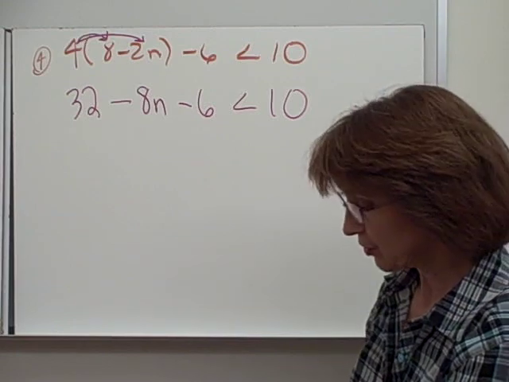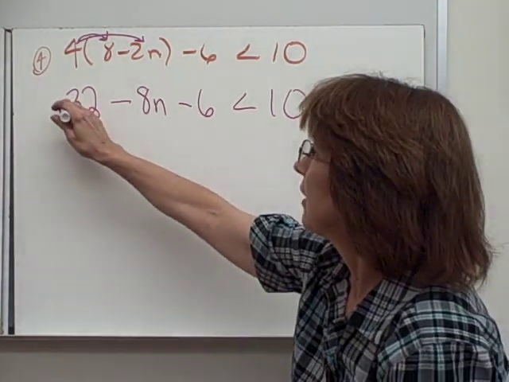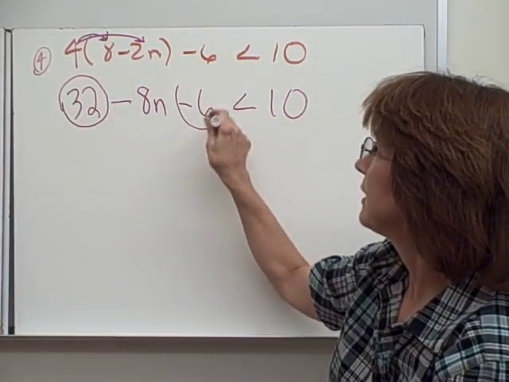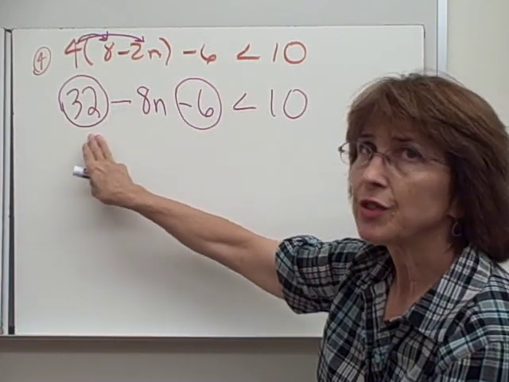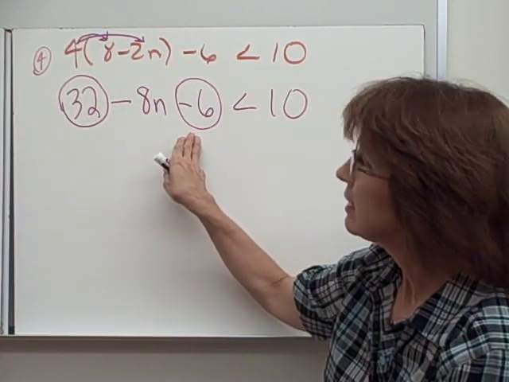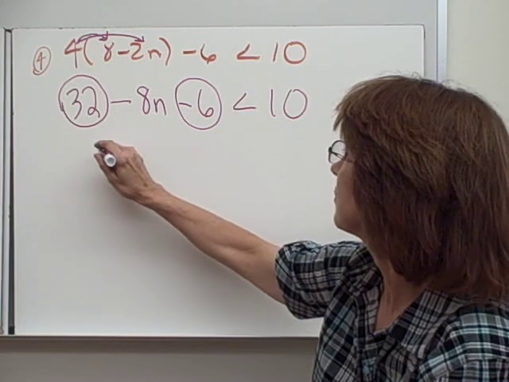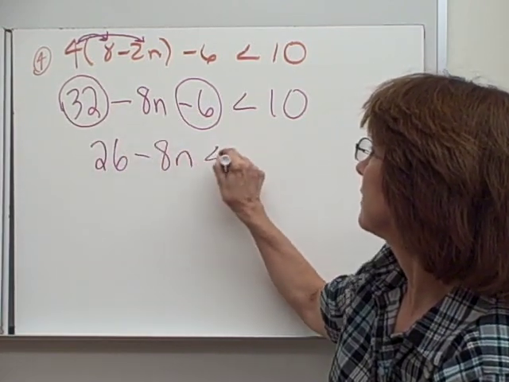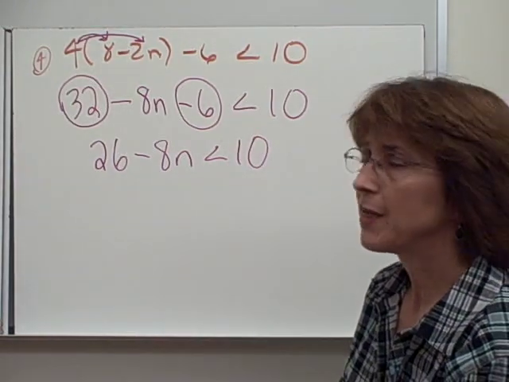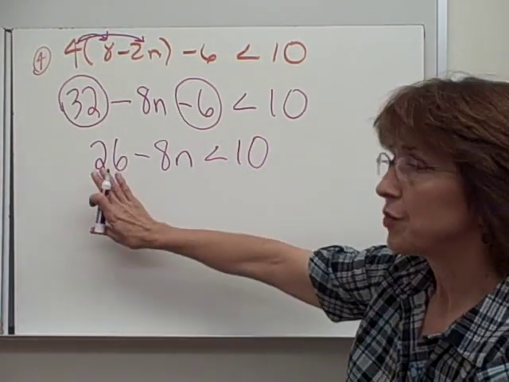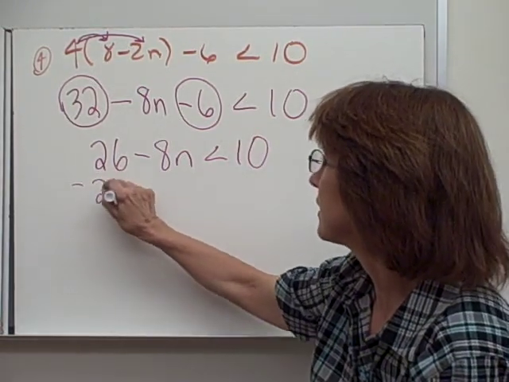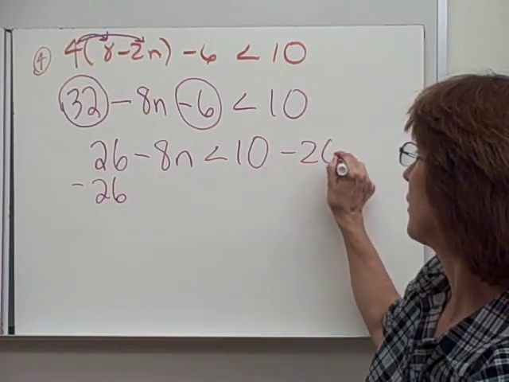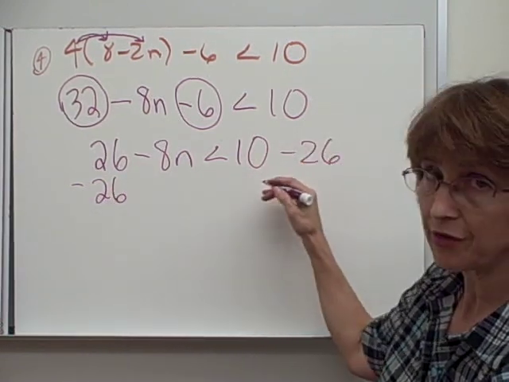Now I've got some things to circle and combine here. I can combine my 32 with my minus 6. So 32 minus 6, that's going to be 26, right? So 26 minus 8n is less than 10. Okay? Now I want to get rid of my 26, so I subtract 26 from both sides. Again, I'm going to write it going across just because that's how I like to solve my integers.